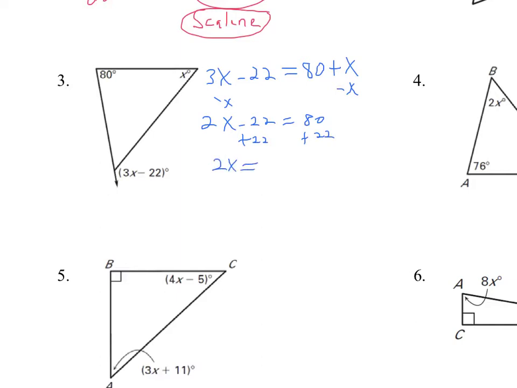So 2x equals 102. So if you divide that, x equals 51. Now, that is our answer, but we also need to tell what kind of triangle this is. So we need to know the rest of the angles inside. So this angle will also be 51.